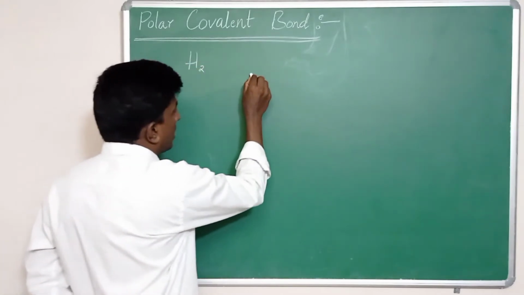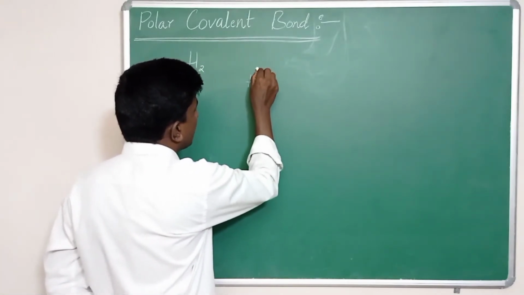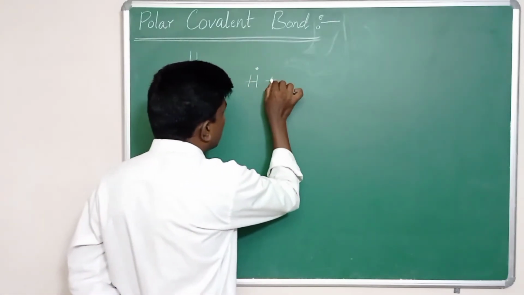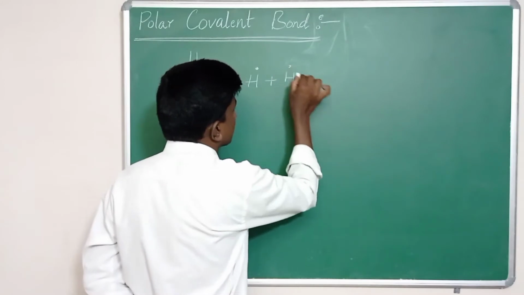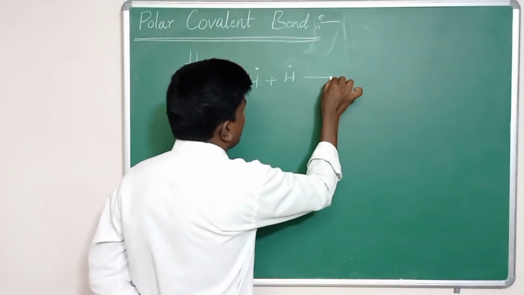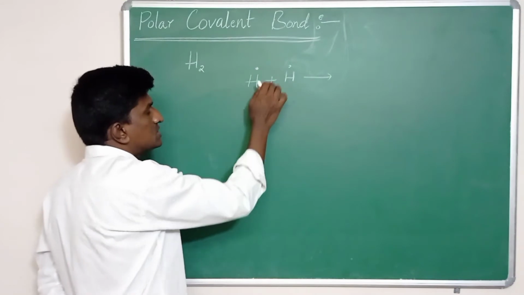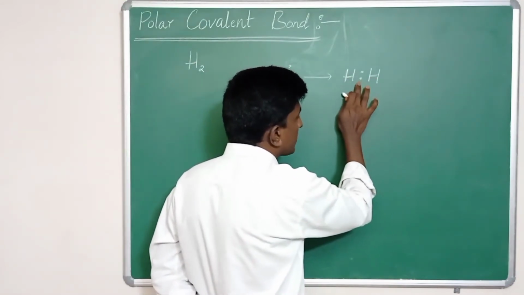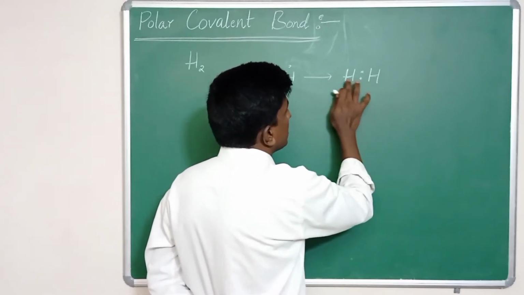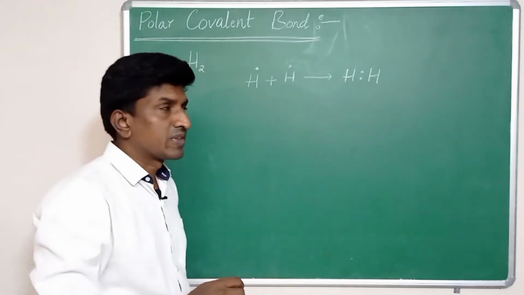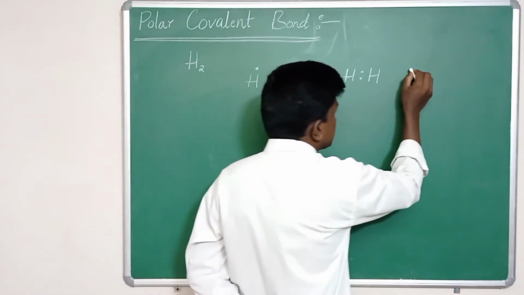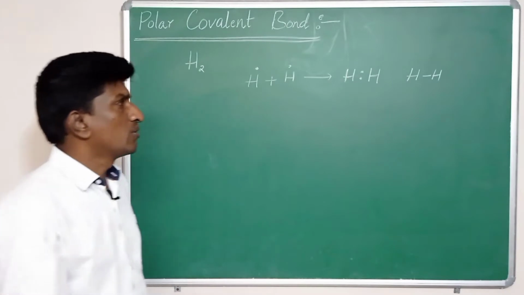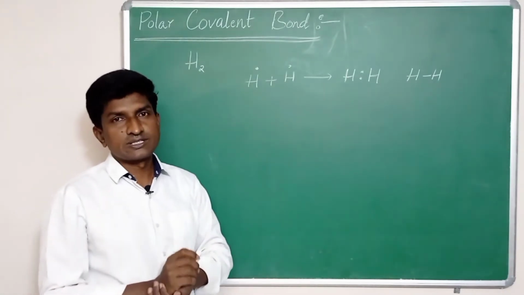We know that hydrogen has only one electron in its s orbital, and when two hydrogens come close to each other, two hydrogens contribute one electron each. A pair of electrons is formed and this pair of electrons is shared by two hydrogens. Then here it is a single bond because only one pair is shared between two hydrogens.